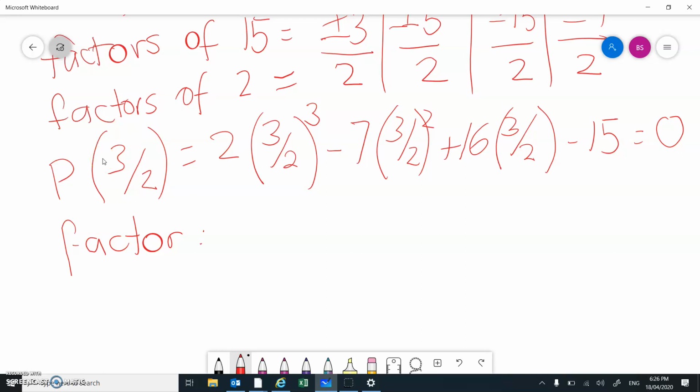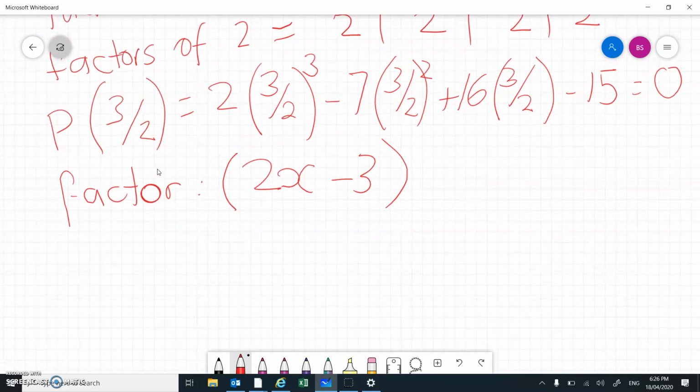What is the factor? The factor is therefore 2x minus 3. How did I get that? Because if you make that equal to 0 and solve, you would get 3 on 2. So working backwards, the factor is 2x minus 3 from this here.